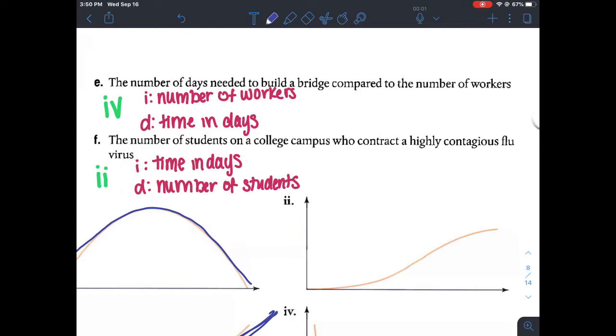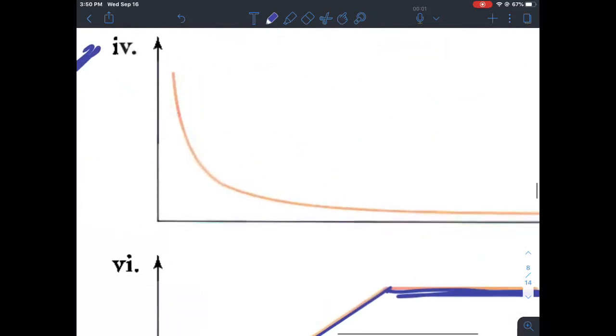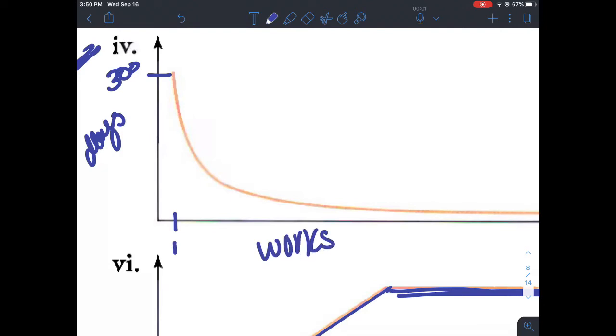The more workers you have, the less time it takes to build this bridge. If you only have one worker building this bridge, it's going to take a lifetime to build. If you have 1,000 workers working on this bridge, it'll probably just take a couple days. So I said that this went with graph number 4. If we had one worker, it's going to take us like 300 days. This is workers. Okay. If I had 300, maybe it just takes us 10 days. Okay. If I had 5 workers, it'll take us 30 days or something like that.